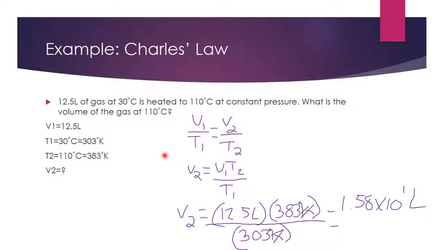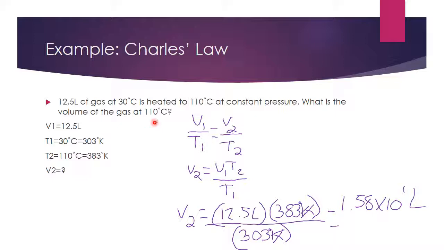So the first thing I like to do, just like with Boyle's law, is plug in my values. So V1 equals 12.5 liters. T1 equals 30 degrees Celsius, T2 equals 110 degrees Celsius, and V2, I'm going to put a question mark because that's what we want to solve for. So the first thing that you want to do is convert your Celsius to Kelvin. So all I did here was take my degrees in Celsius and add 273 to each. So now T1 is going to equal 303 degrees Kelvin, and T2 is going to equal 383 degrees Kelvin.